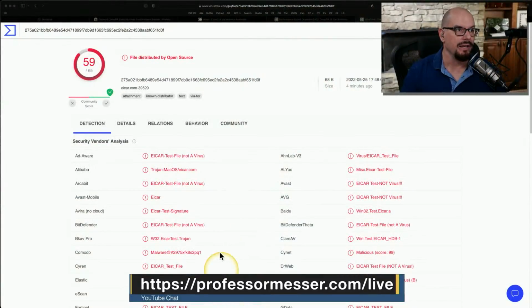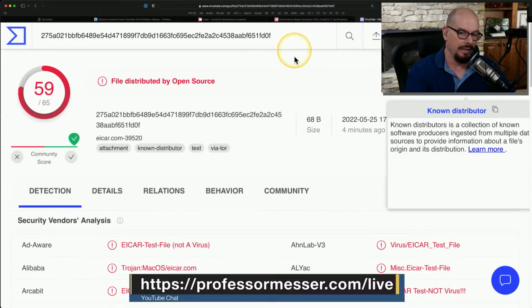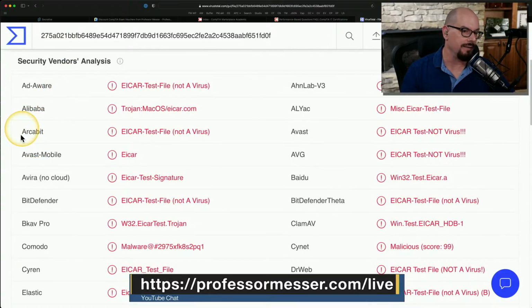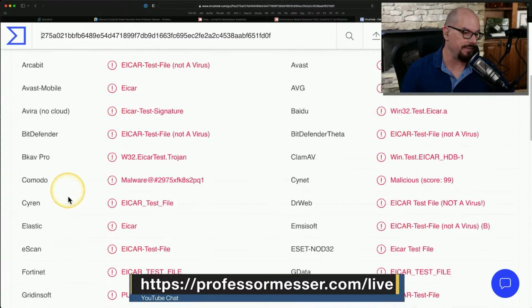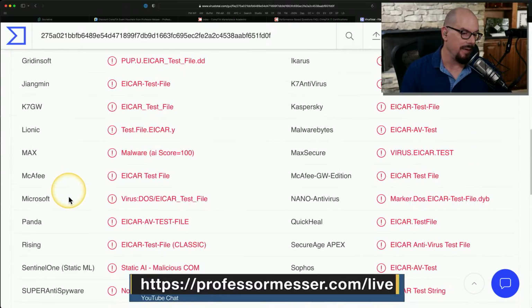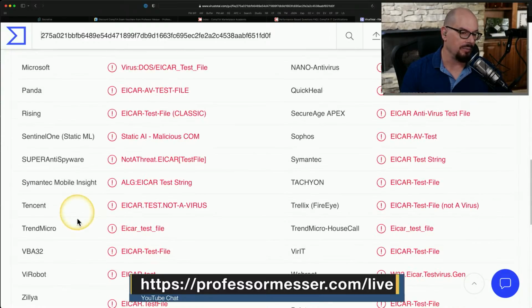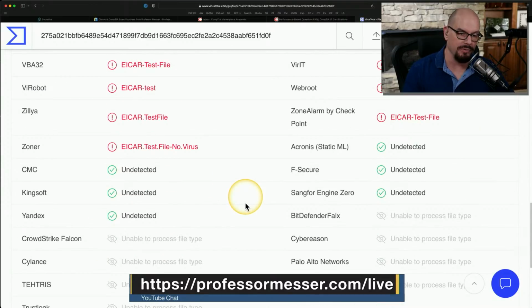So it's a way to check and make sure that your virus scanner is operating properly. And in this example, which I thought was pretty interesting, all of these antivirus and anti-malware systems, can we make this bigger? Yes, we can. There they are. So it's run through antivirus engines called Adaware, Alibaba, Arcabit, Avast, Bitdefender. You've probably heard these. Fortinet, McAfee, Microsoft, Panda, SUPERAntiSpyware, Symantec Mobile Insight, Trend Micro. These are names you've probably heard before.